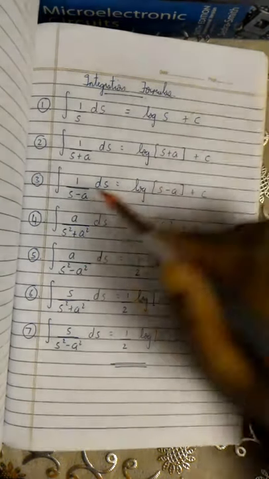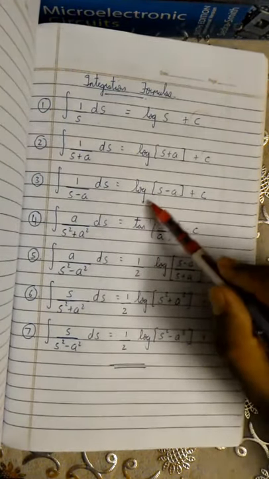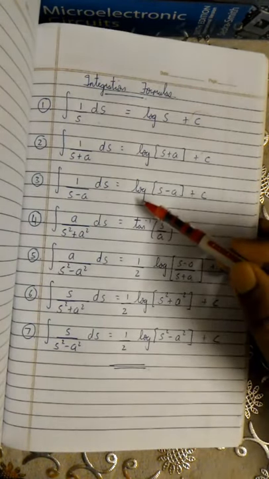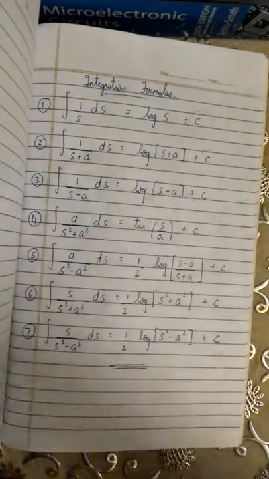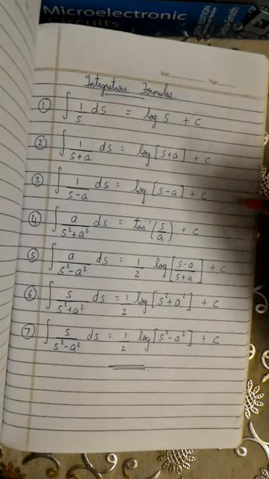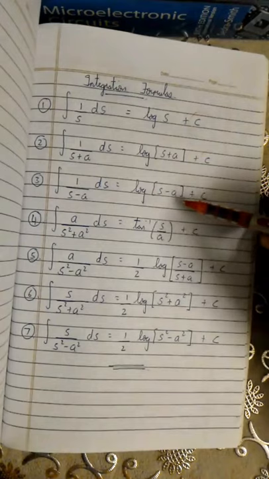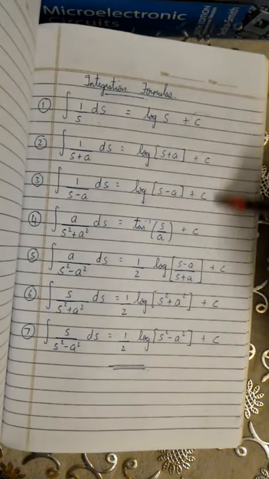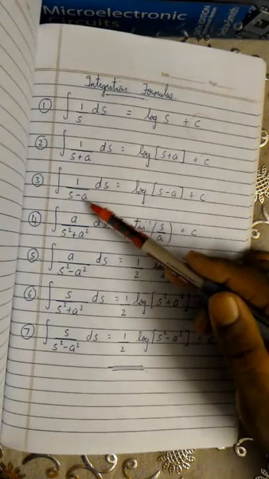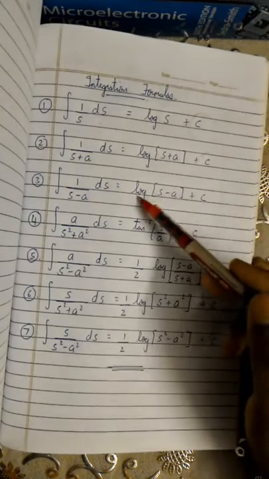Likewise, the third equation: the integral of 1 by s minus a ds is nothing but log of s minus a plus c. Usually we write the natural logarithm, or you can write logarithm also, depending on where you are applying this equation. Here we are using the log function. So the integral of 1 by s minus a ds is equal to log of s minus a plus c. So in these 3 equations, because the reciprocal is s plus a and s minus a, the logarithmic function will be log s plus a and log s minus a.